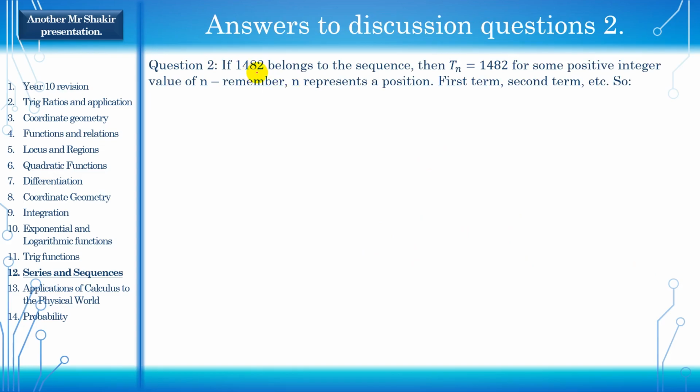So, if 1482 belongs to the sequence, then the nth term is equal to 1482 for some positive integer value of n. n cannot be a decimal or a fraction because the position of a term in a sequence has to be an integer value. You can have the first number in a sequence and the second number in a sequence, but it makes no sense to have the 2.5th number of a sequence. It'll just be the third number, right? It's either the second number or it's the third number. There's no in between. So n has to be a whole number.